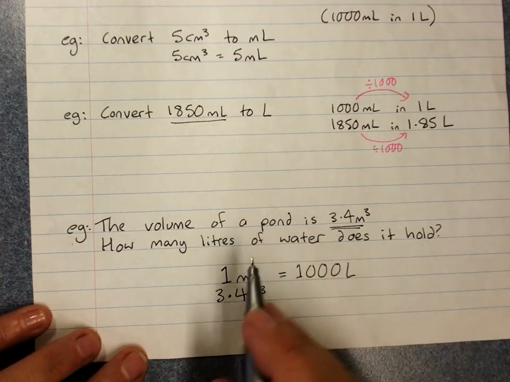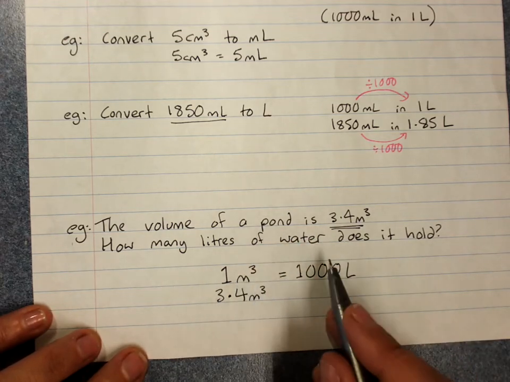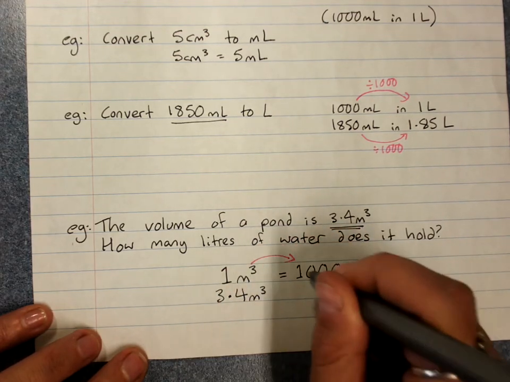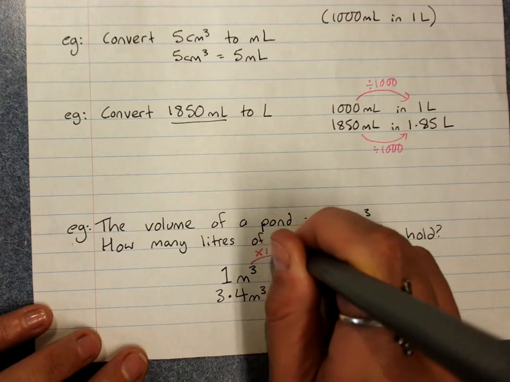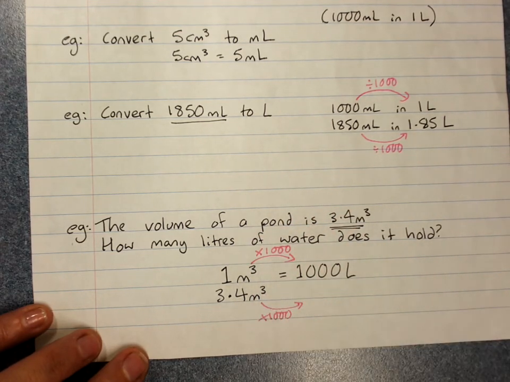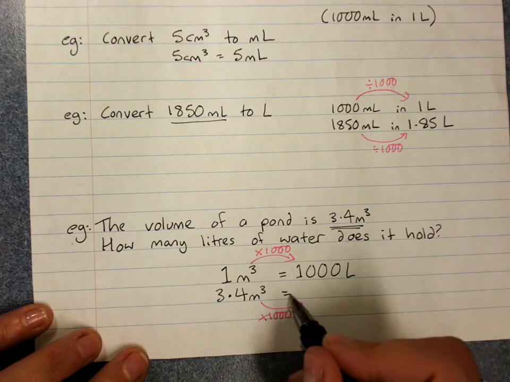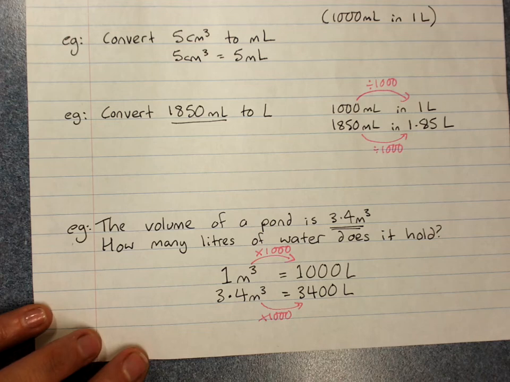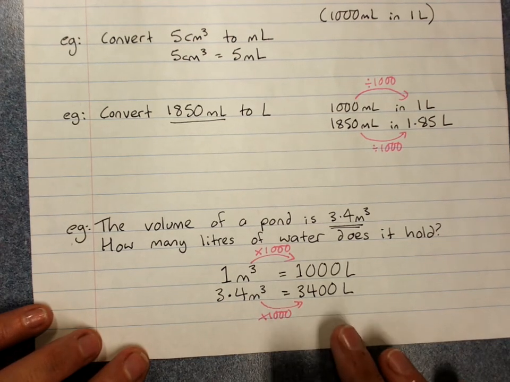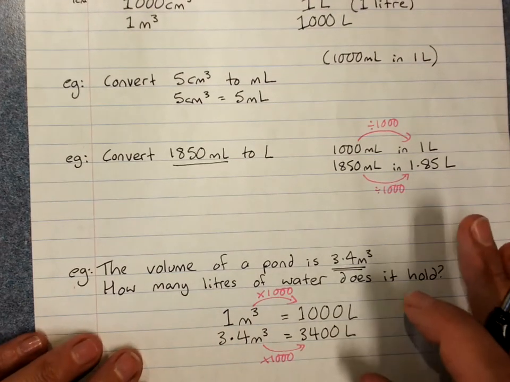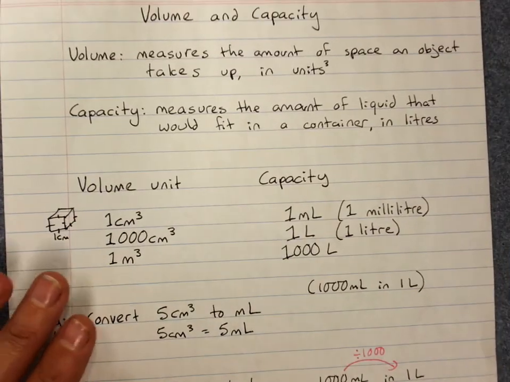To go from here over to that side where I need to find something, to go from 1 to 1,000 was times by 1,000. So I need to do times by 1,000 here. 3,400 litres, and you would check with your calculator if you needed to be sure you got the right number of zeros. So a reminder about converting and how we use capacity.